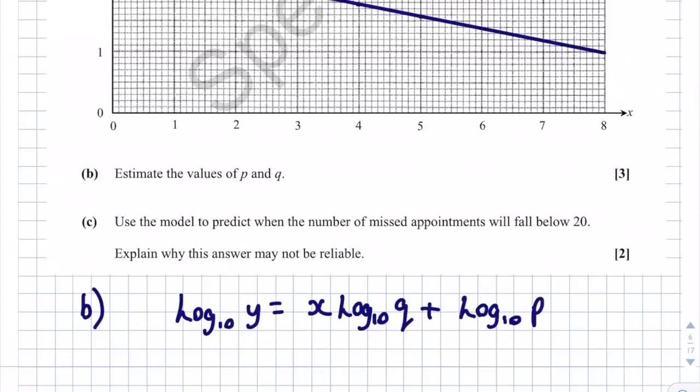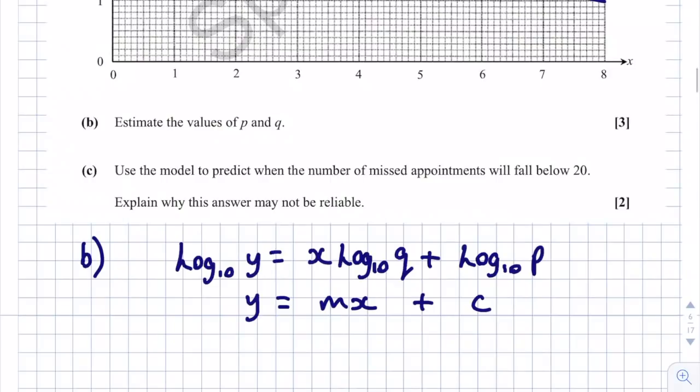If we compare this equation against the equation of a straight line, which is y equals mx plus c, then we should be able to estimate values for q and p. We know m is our gradient, so m must be equal to log 10 q, and c is our y-intercept, so c must be equal to log 10 p.